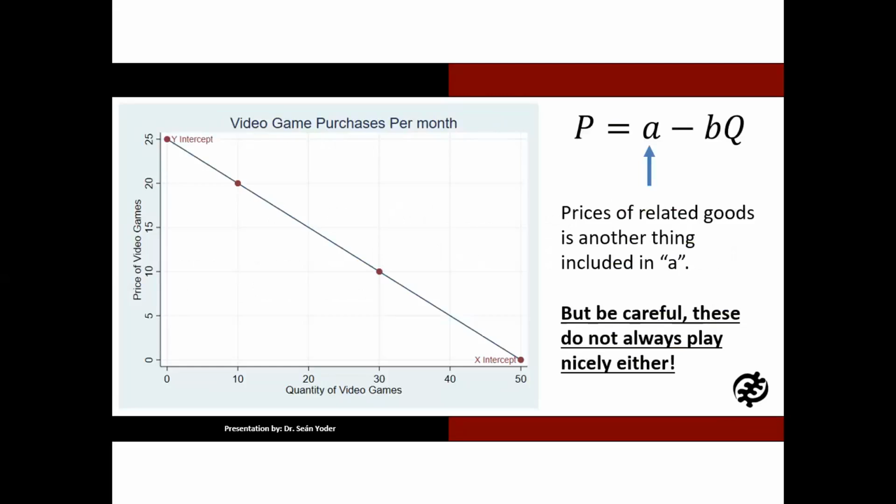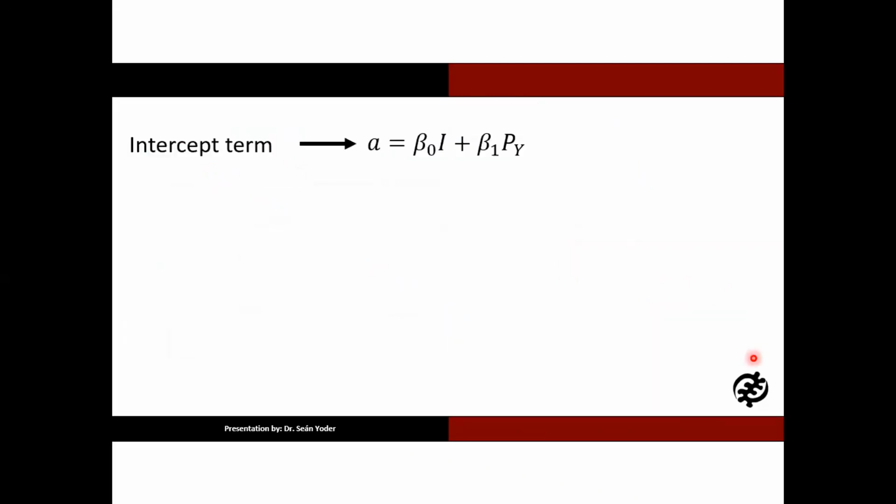So, prices of related goods. So here we have video games. Prices of something else is also included today. So it's not the price of video games, it's the price of other things. Be careful, it doesn't play nicely.